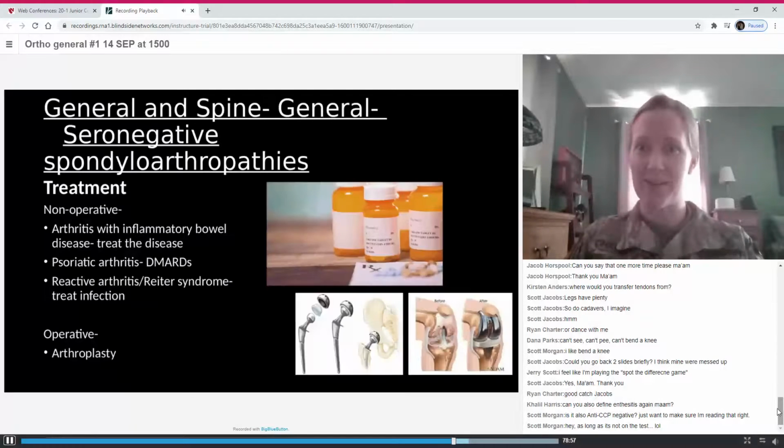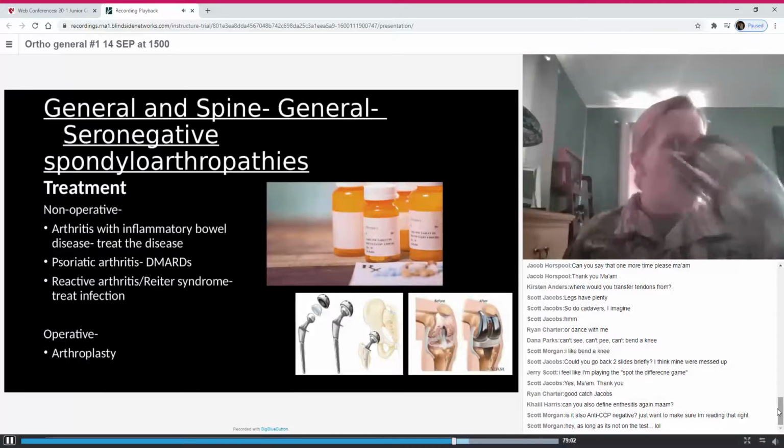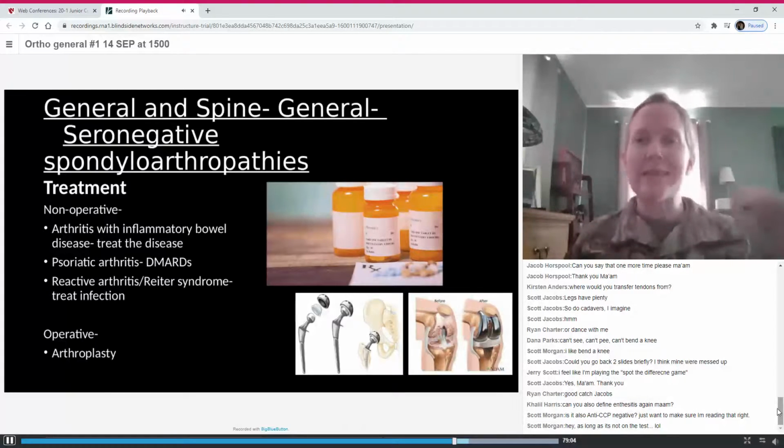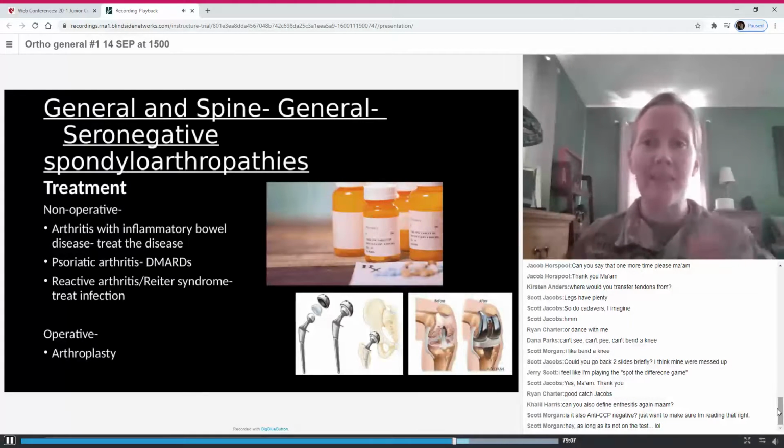Cross my fingers. Okay, so what do we do about it? For most of these, you've got to treat the systemic disease that's causing the arthritis. So if it's arthritis with inflammatory bowel disease, treat the inflammatory bowel disease. Autoimmune disorder, you treat it kind of as you learned in gastro last term. I'm going to stay out of that. That's not my realm. But you'll treat that disease. Psoriatic, same thing. Treat the psoriasis. Reactive arthritis, Reiter syndrome, treat that infection.